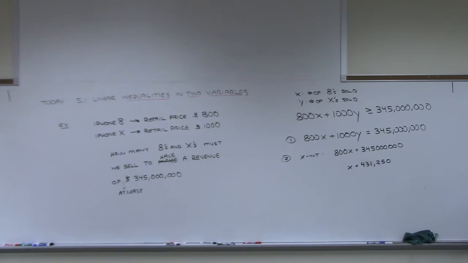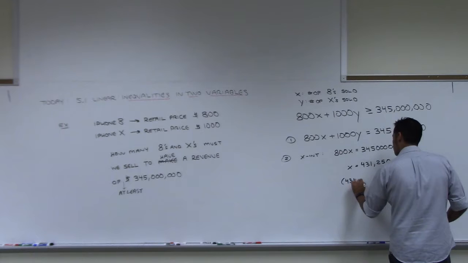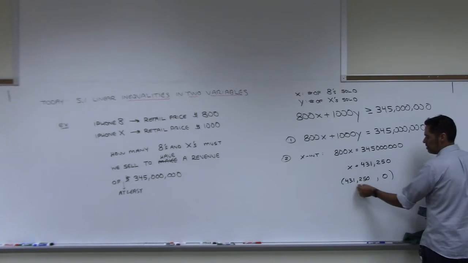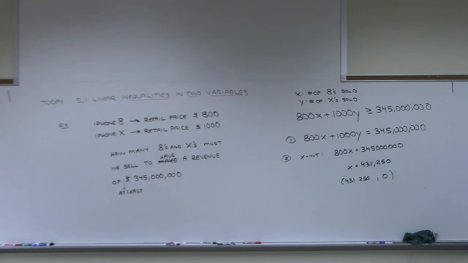Yes? Okay. And so our X-intercept will be 431,250, 0. That's kind of bad notation because there's 2 commas in there. So I'm going to take that comma out.